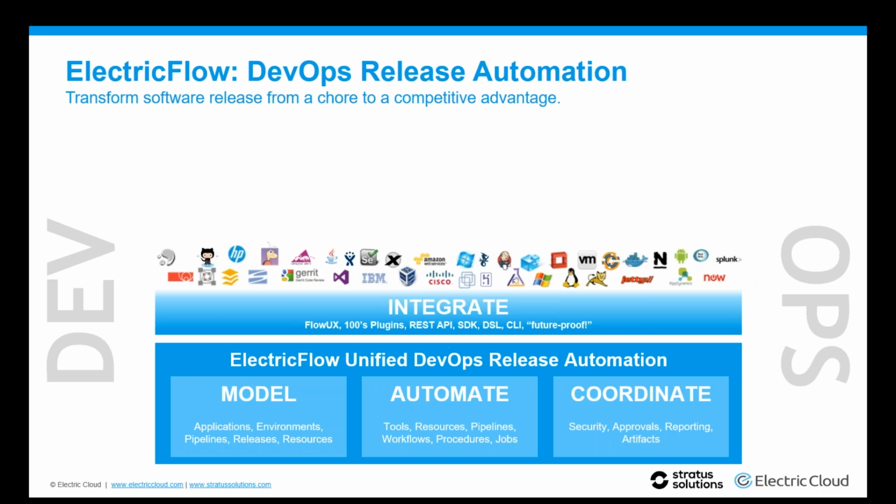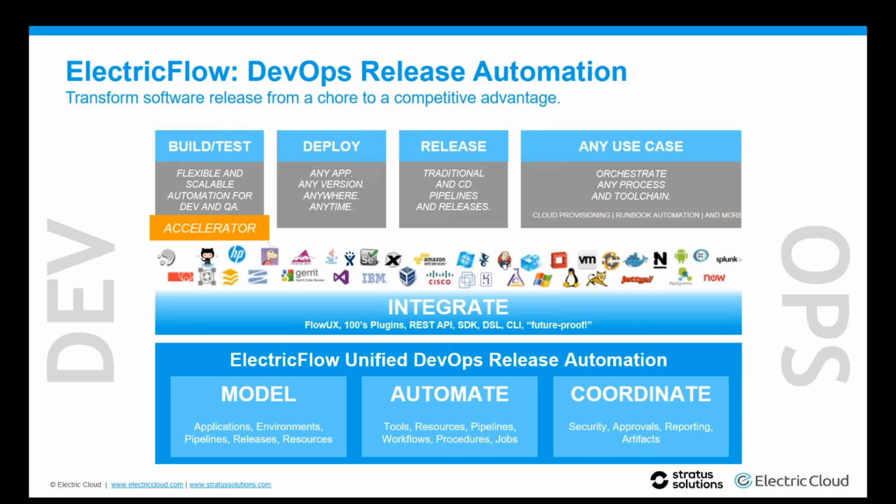So what we do is we integrate with all those different tools, and we give a single one-to-one mapping of functionality at the user experience or user interface level using either our UX, our plugins, our REST API, an SDK, a domain-specific language all around application release automation, and a command line interface that really provides the future-proofing for you to be able to continually onboard these new tools that you're going to be using in your pipeline and make sure that you have control and visibility over that tool.